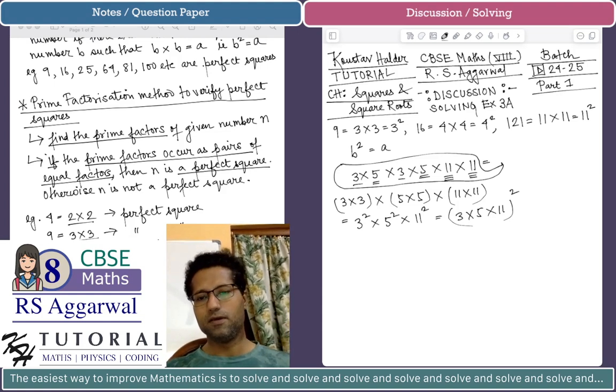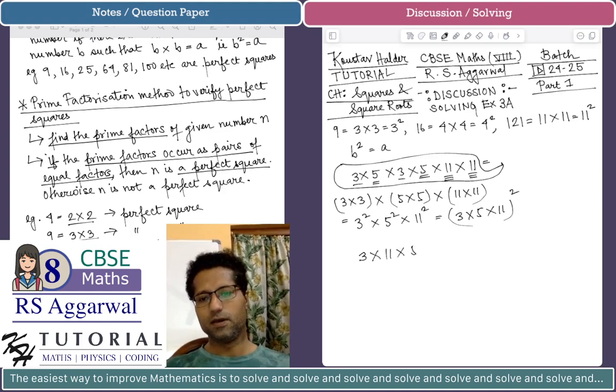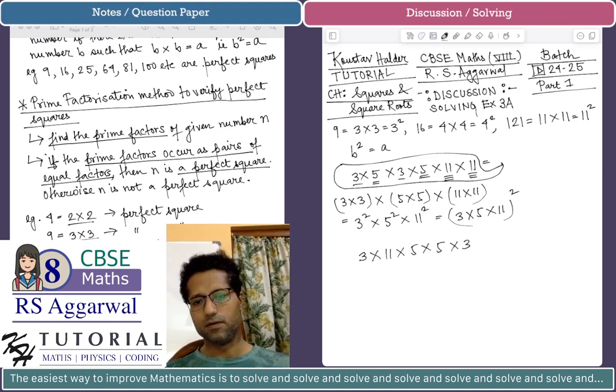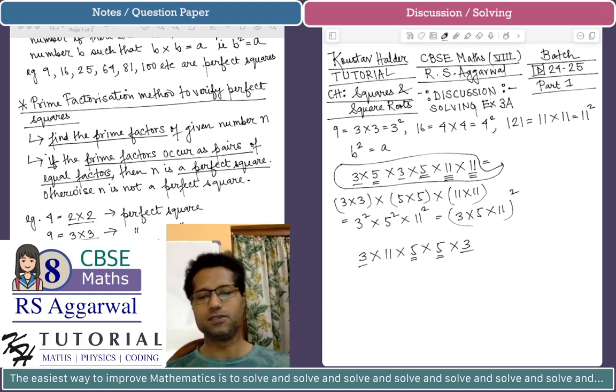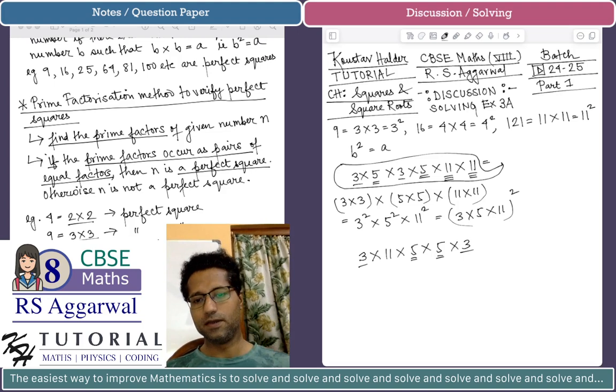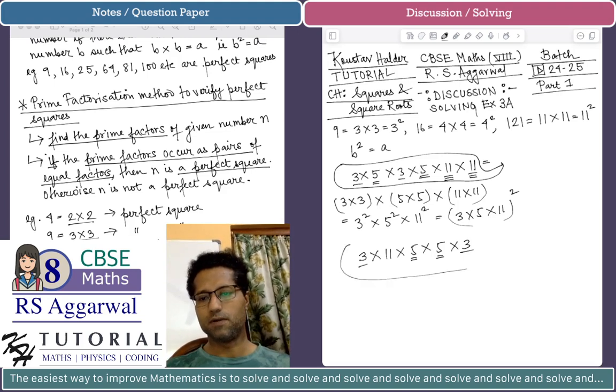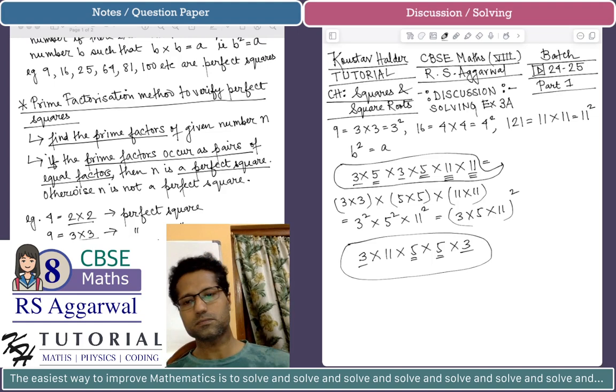For example, if the prime factorization of a number is, let's say, 11 into 3 into 11 into 5 into 5 into 3. Now if we can create pairs of equal factors, we will create pairs. So this is the first pair, this is the second pair, but we see that 11 is left out. So this number is not a perfect square or a square number.